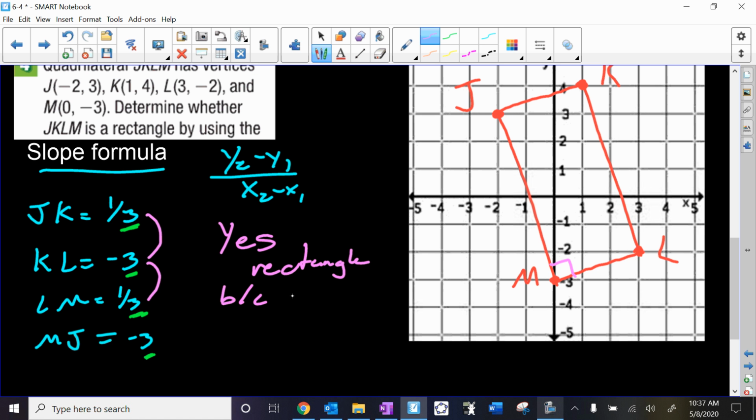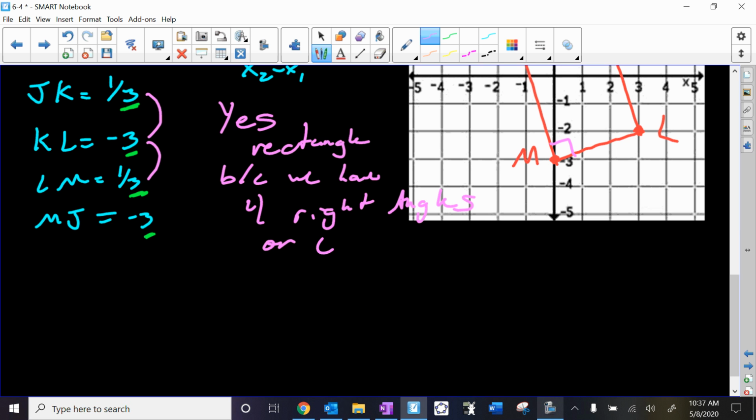because we have 4 right angles, or consecutive sides are perpendicular. One of those reasons is going to be good enough for me.